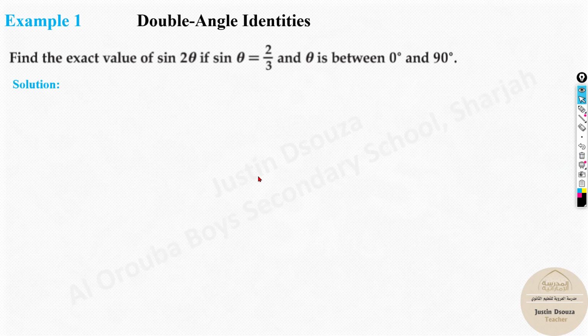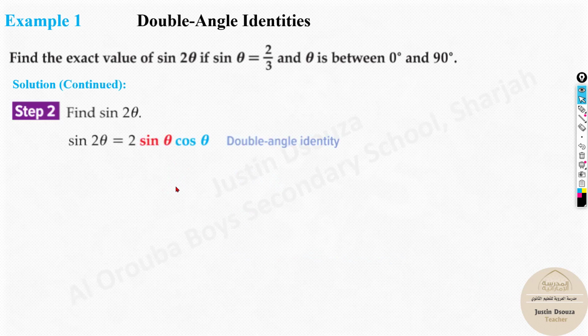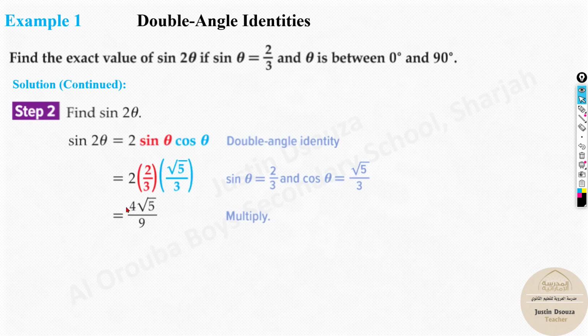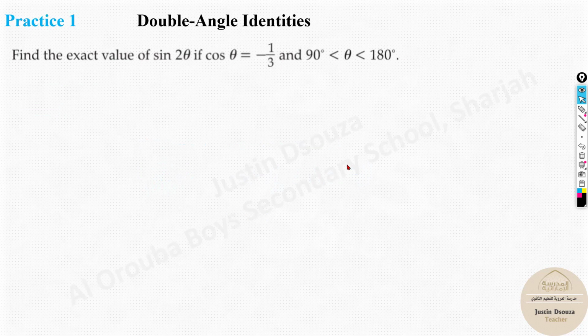We will just check the answer over here. You can see they have used Pythagoras theorem and found it. The positive value is considered here. Now you just substitute the values and you get 4 root 5 by 9. That is what we also got. That's it. Now we have a practice problem.